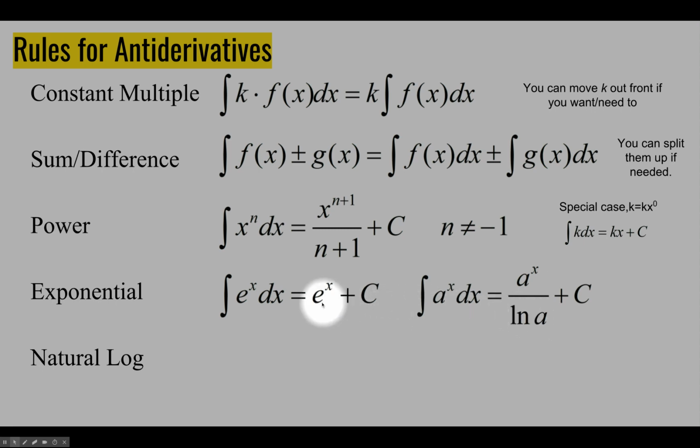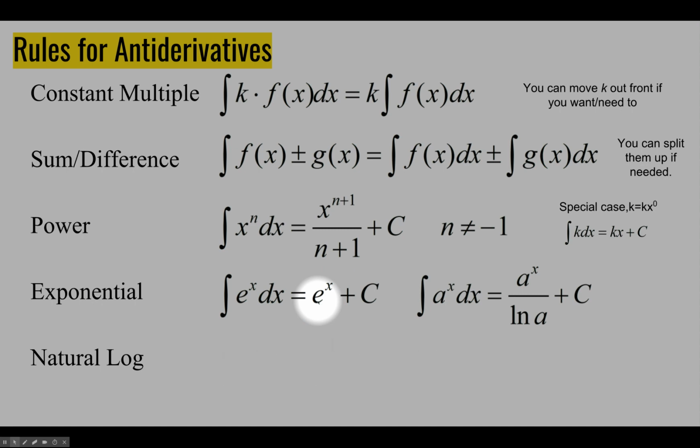Now, this rule right here, the e to the x rule, is really just a special case of this one here. Because if you think about it, if I applied this rule on the right to this function e to the x, I would get e to the x divided by the natural log of e. But if you pull out your calculator and you compute the natural log of e, it's 1. So e to the x divided by 1 is just e to the x.